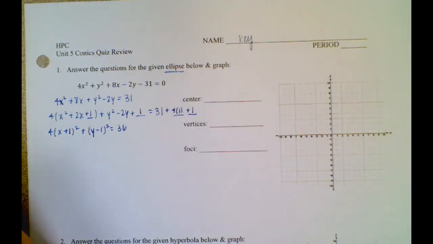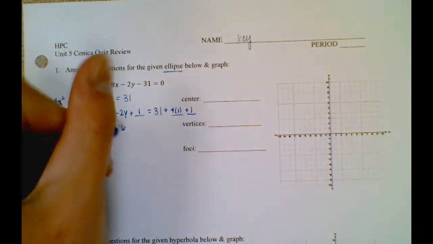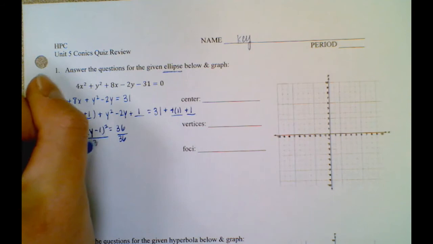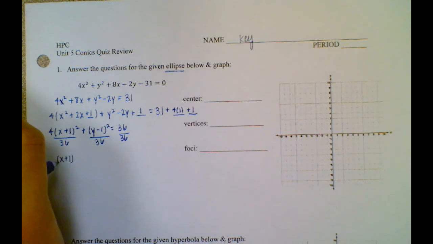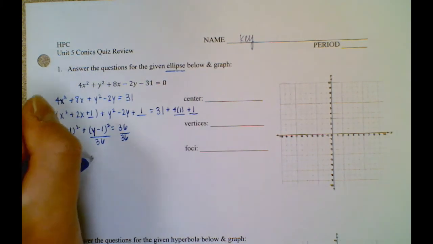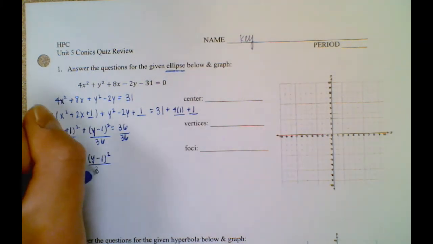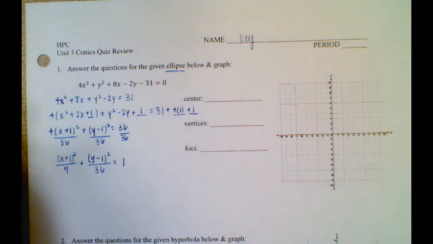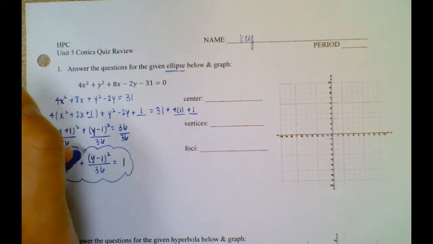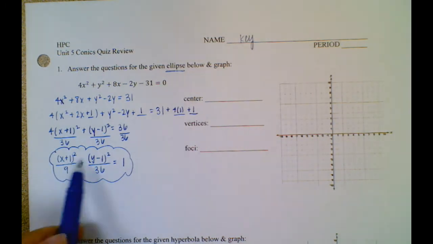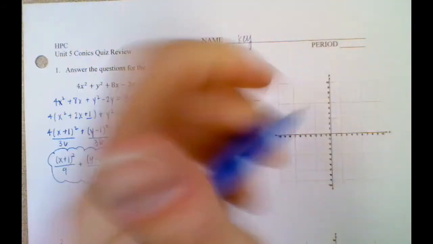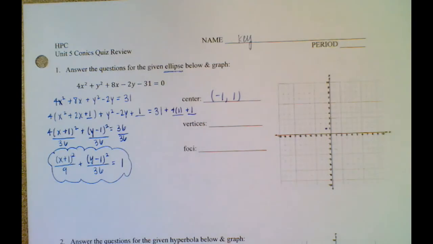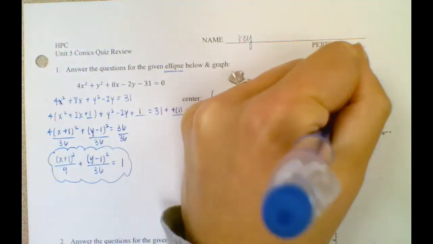And I'm not quite in the standard form yet for the ellipse, so now I'm going to divide everything by 36. So I get x plus 1 squared over 4 over 36 reduces to 1/9, plus y minus 1 squared over 36 equals 1. So this is my standard form, which means that my center will be at negative 1, 1. That's my h and my k value. Negative 1, 1. Okay?